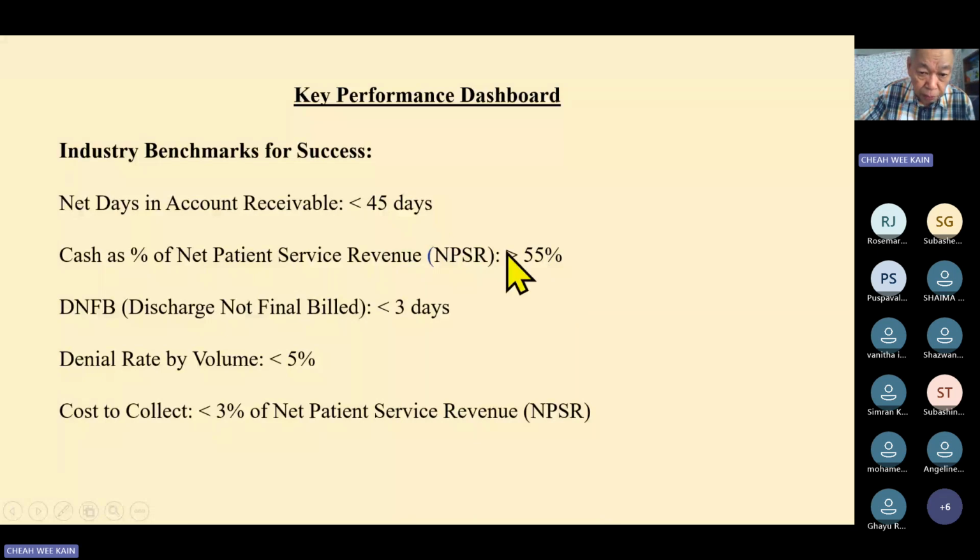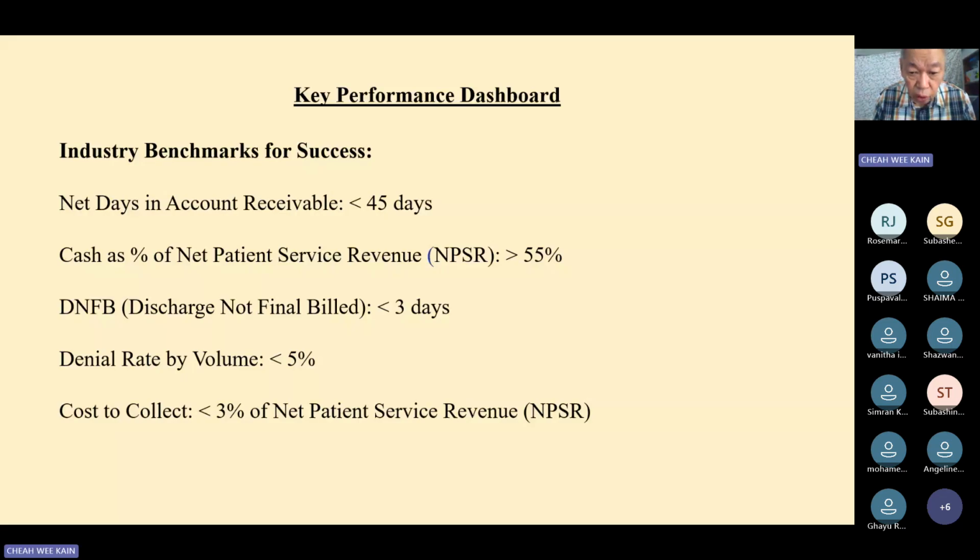Discharged, not final billed. Do you have people like that? You discharge them, but the bill has not yet come up. Yes. Sometimes a private hospital, when a patient is about to die already, you know what the private hospital does? They send the patient to the public hospital, to the general hospital. So you cannot finalize the bill yet. Emergency, they are already in the ambulance going to the public hospital. So the private hospital says, basically, you die over there, don't die here or else our name is no good. Terrible. So denial rate by volume should not be more than 5% by the insurance company.